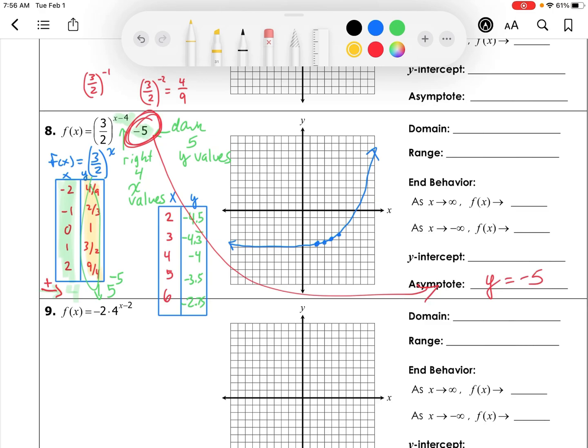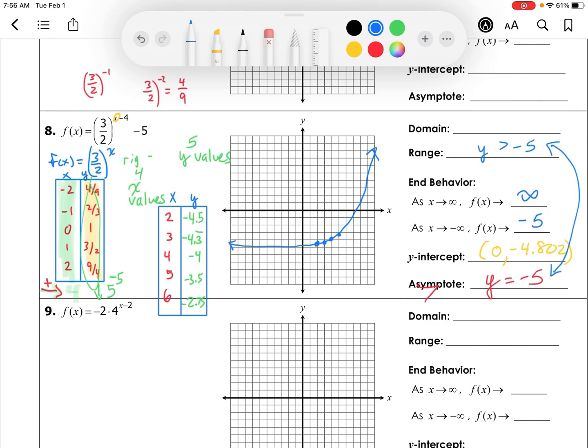Our y-intercept is 0, -4.802. And again, we get the y-intercept, if you don't know, by plugging in 0 for x. Looking at the end behavior, on the right side it goes to infinity, on the left side it goes to -5. The range is everything bigger than -5. The range is always going to be correlated with your asymptote, so they should always be the same number. And then your domain is all real numbers.